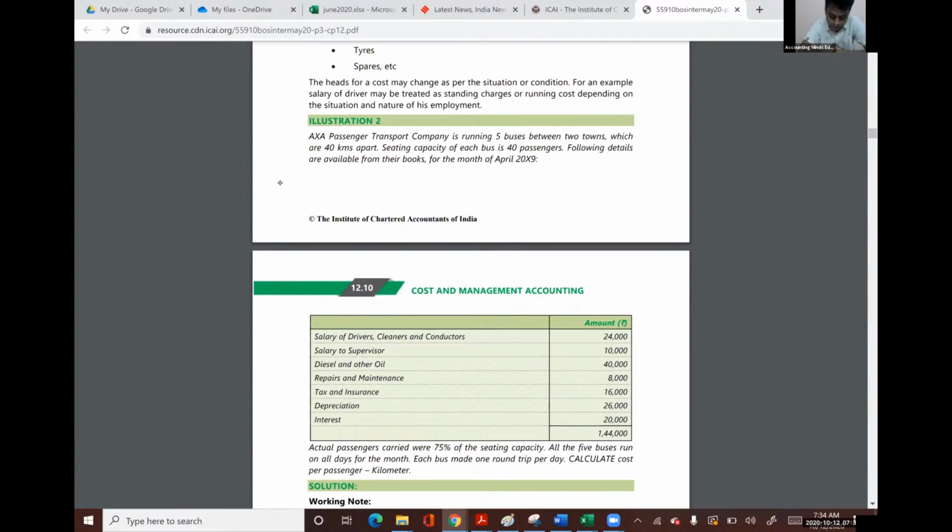Cost per passenger kilometer. So first thing you have to do, finding out cost per passenger kilometer is very easy. Why? Because you have to do cost divided by passenger kilometers. The tricky part is in identifying how much are the passenger kilometers. Please find out the passenger kilometers. Urmila, you will answer this.